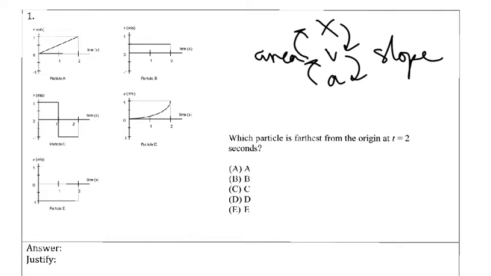So we have a velocity graph in this situation, and it wants to know about furthest. So we're going to position. That means we need to think about area. It's asking which has the biggest area after 2 seconds. Actually, which one has the biggest absolute value of area? We can actually calculate it.